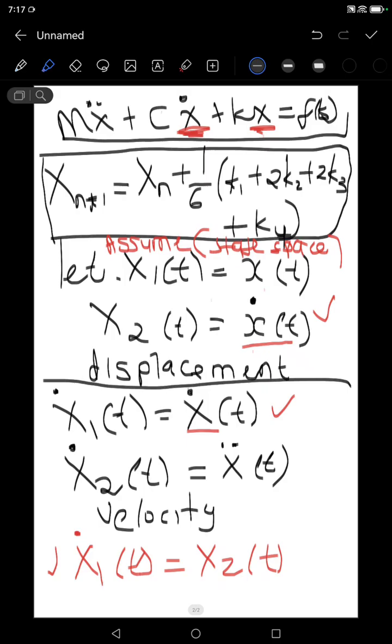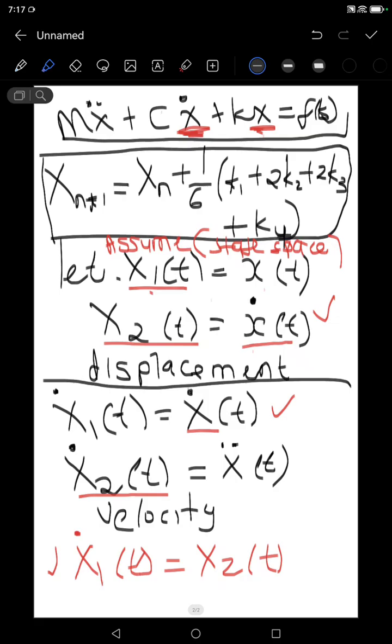Remember, we have the x double dot. It's x2 dot, and then we have the x dot, which is x2. It's this one. Okay, and then we have x of t, which is x1 of t. So we're just going to substitute the state space into our equation.